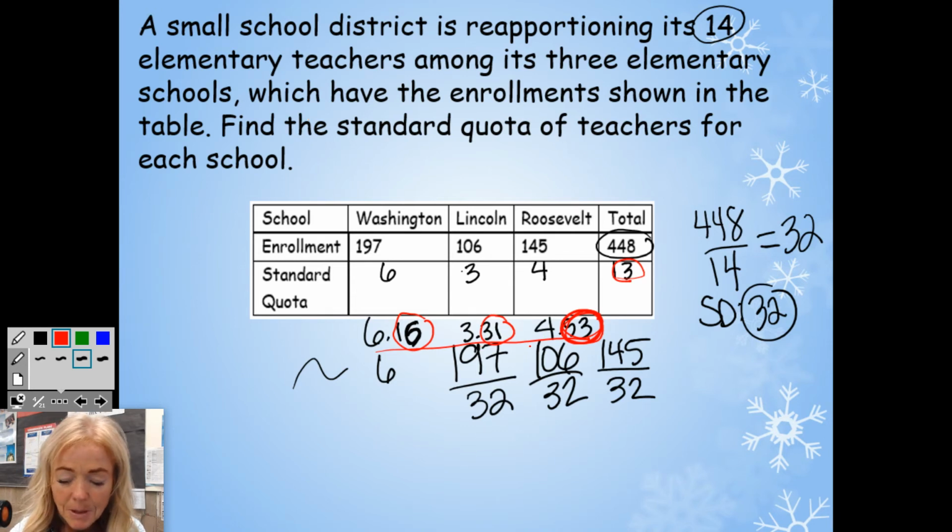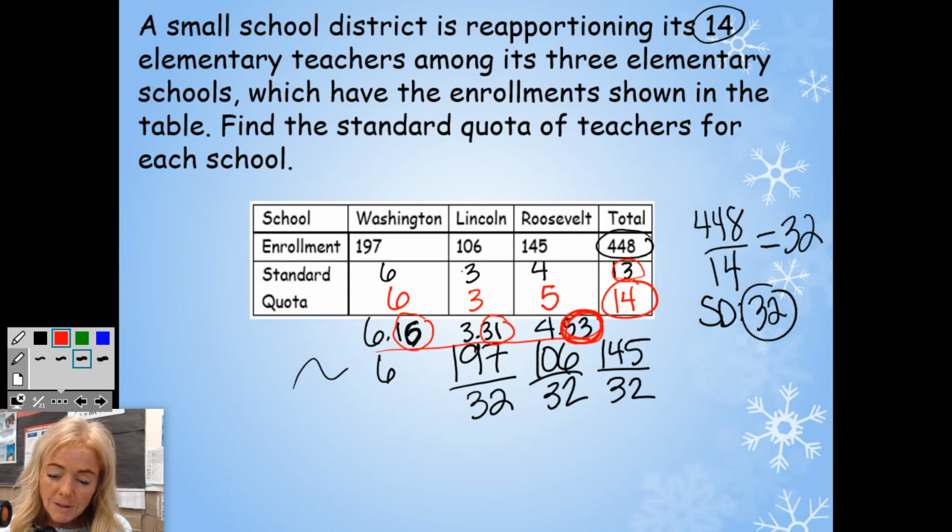But anyway, if we have 3 extra, we don't just give all 3 to Roosevelt because it had the highest decimal. We give 1 to each of the top 3. But in this case, we had only 1 extra teacher not accounted for. So Roosevelt, having the highest decimal, 0.53, then they get the extra teacher. So then we have 6, 3, and 5, which is a total of 14 teachers. All right? And that's what apportionment does.